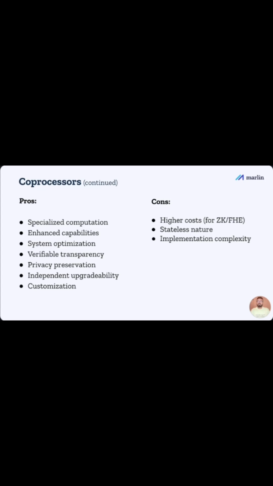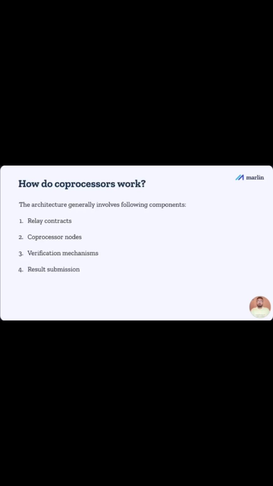But of course, they're not perfect. Some coprocessors, especially the more advanced ones, can be pretty expensive to run. Moreover, in their native form, they don't maintain state, and setting them up requires specialized technical knowledge. Now that we know what coprocessors are, let's look at how they actually work behind the scenes.